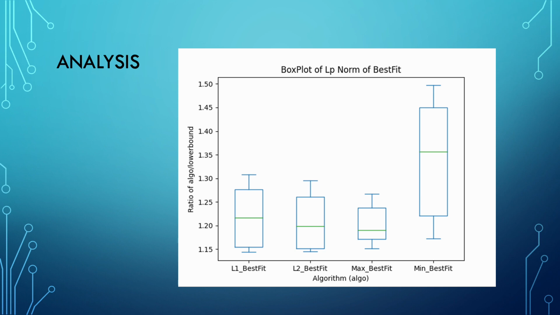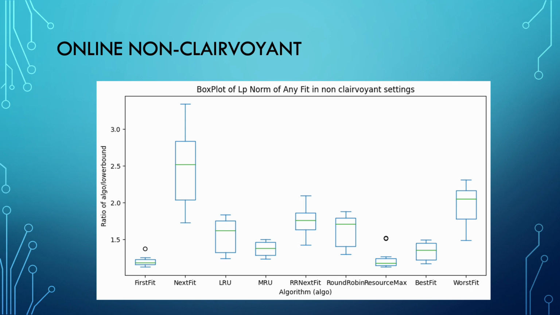We can see from the box plot that max best fit is the best amongst all the best fits. Similarly, for online non-correlate, we can do the similar analysis and get this box plot. We can see that first fit actually performs the best and next fit performs the worst.